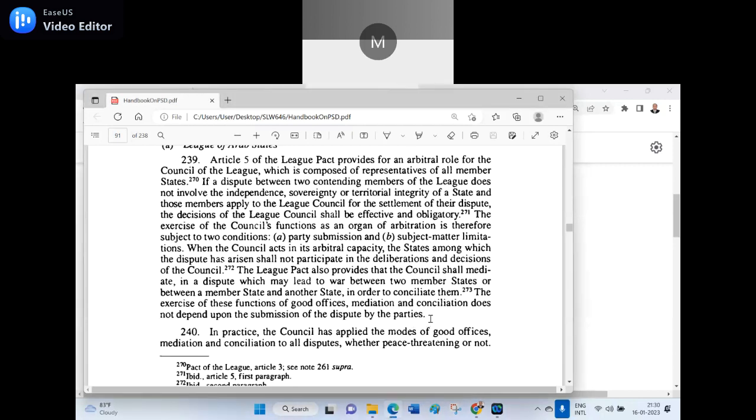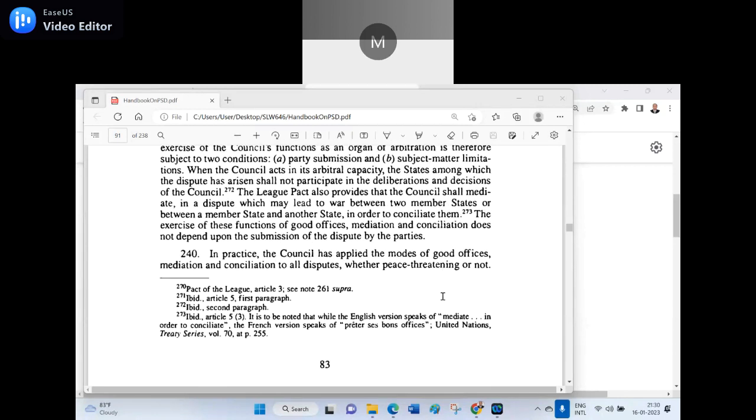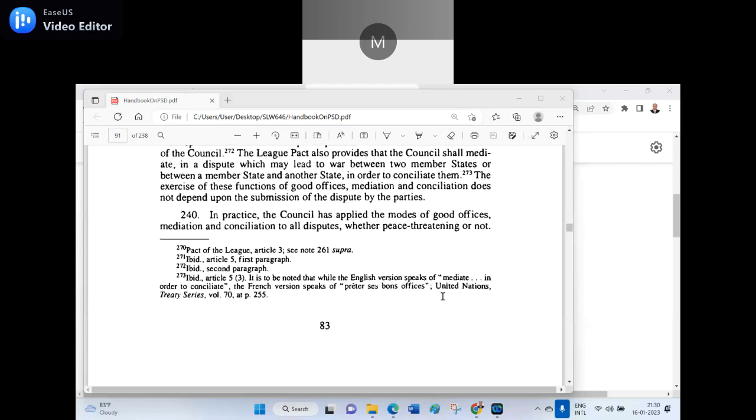So, the exercise of those functions of good offices, those who are the mediator, they give the office to adjudicate the case. Mediation and conciliation do not depend upon the submission of the dispute by the parties. Merely submission by the party will not be the point, but they have to participate in the deliberations. So that is what I want to impress.